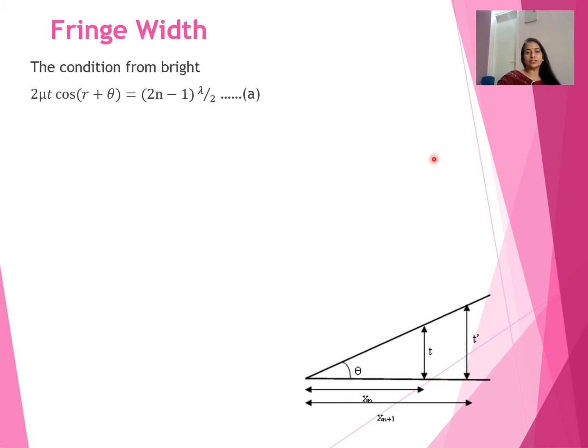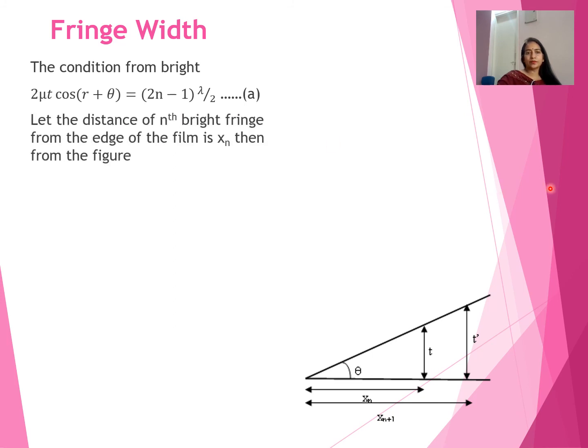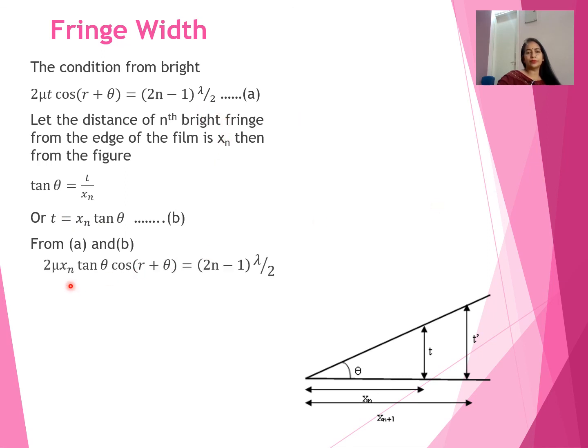The condition for a bright fringe is 2 mu t cos(r plus theta) equals (2n minus 1) lambda by 2. From the figure, tan theta is t upon xn, or t equals xn tan theta. Putting the value of t in equation A, 2 mu xn tan theta cos(r plus theta) equals (2n minus 1) lambda by 2, or xn equals (2n minus 1) lambda by 2 mu tan theta cos(r plus theta). This is the fringe distance for the nth fringe.